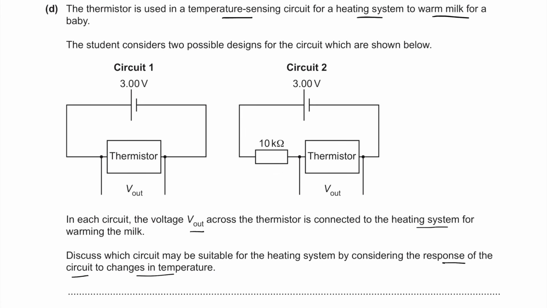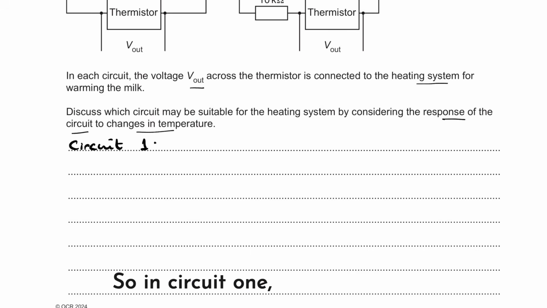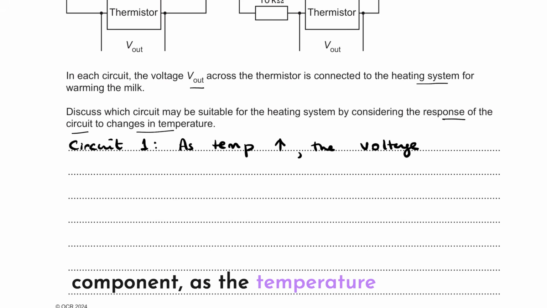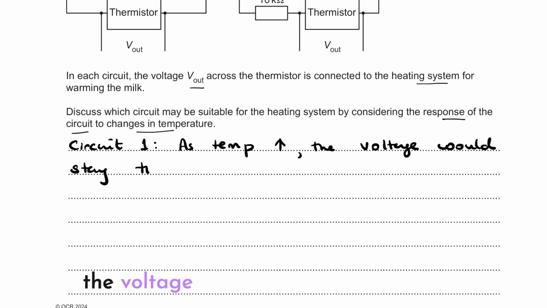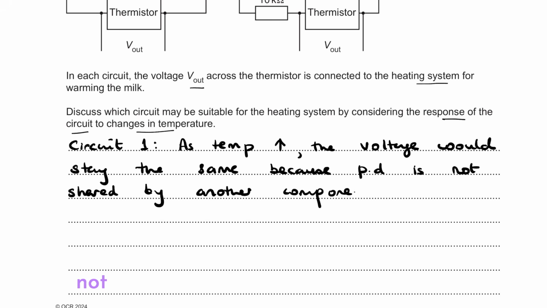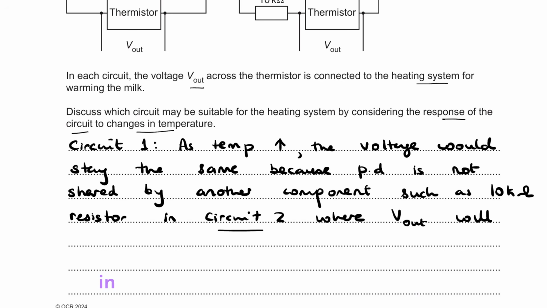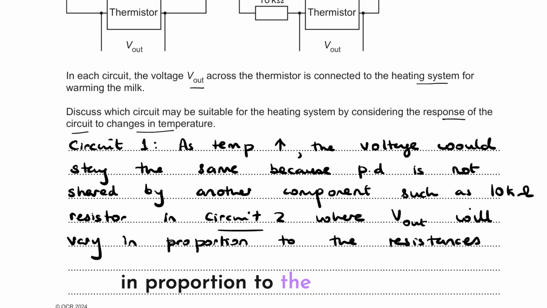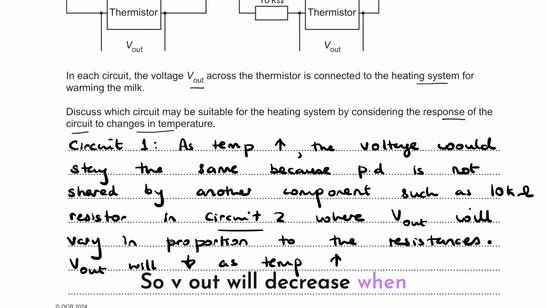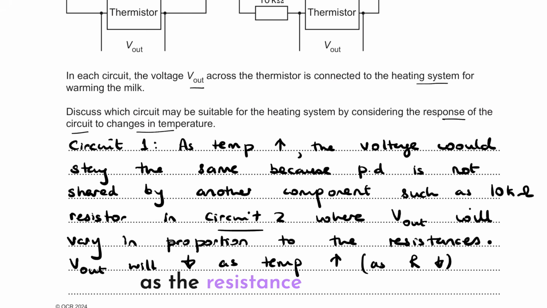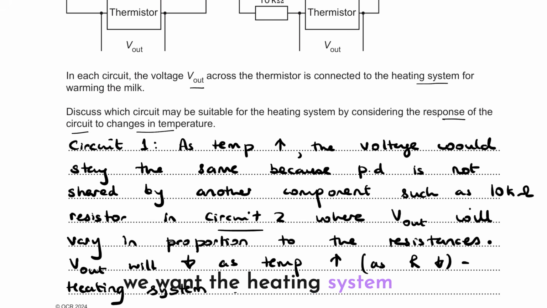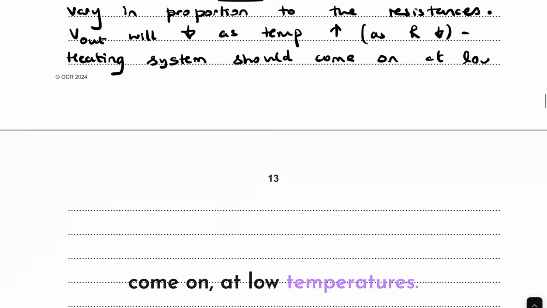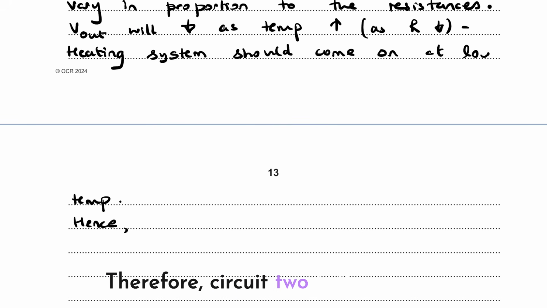So in circuit 1, there's only one component. As the temperature increases, the voltage would stay more or less the same because the potential difference is not being shared by another component. In circuit number 2, V out will vary in proportion to the resistances. So V out will decrease when the temperature increases as the resistance decreases. We want the heating system to come on at low temperatures. Therefore, circuit 2 is the answer.